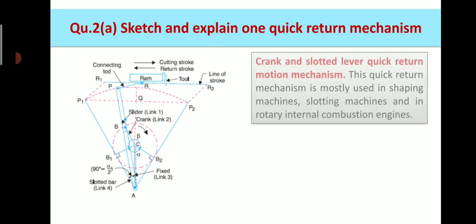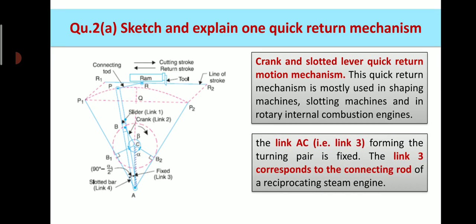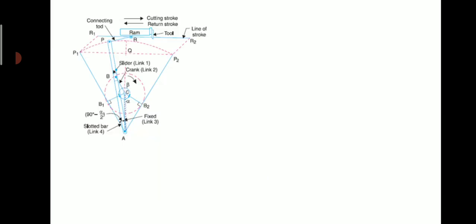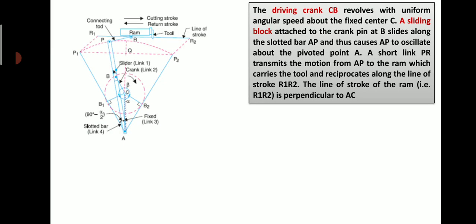In this quick return mechanism, or crank and slotted lever mechanism, which is used in shaping machines, slotting machines, and in rotary internal combustion engines, you will see that the link AC, that is link number 3, forming the turning pair is fixed. The link 3 corresponds to the connecting rod of the reciprocating steam engine. How it works? The driving crank CB revolves with uniform angular speed about the fixed center C, as you can see in this picture.